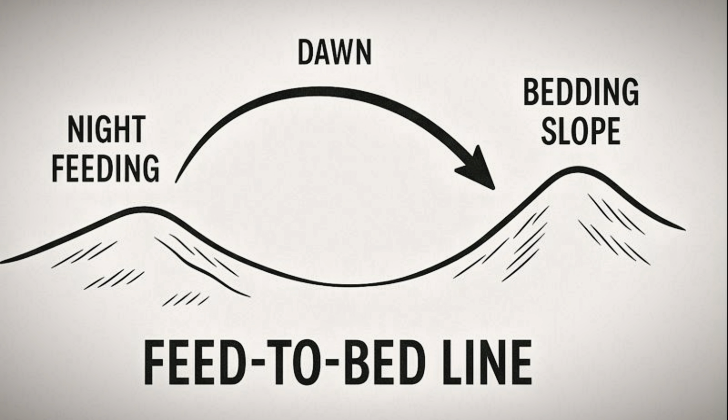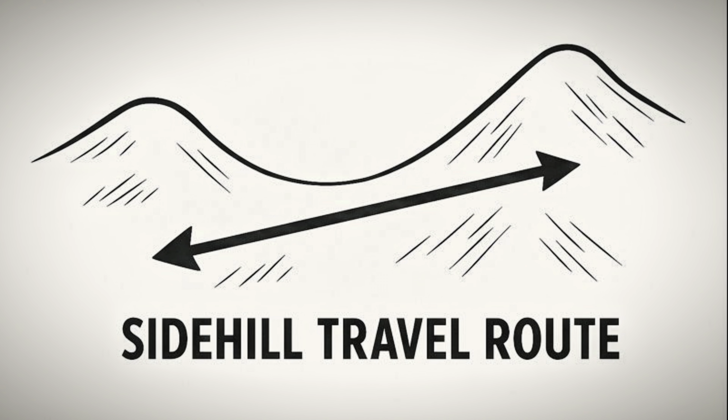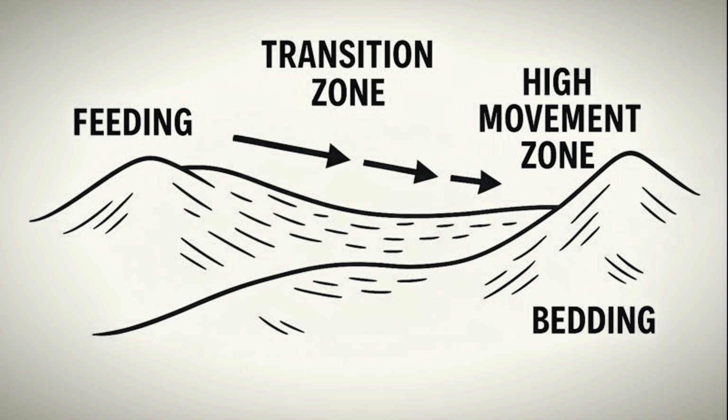Number 31 is a feed-to-bed line. It's a predictable morning route that animals use when leaving nighttime feeding areas. Hunters can intercept those transitions at first light. Number 32 is your bed-to-feed line. That's the evening route animals take towards feeding locations. Ideal ambush zones for both elk and mule deer. Number 33 is your side hill travel route. Preferred contour movement path that conserves energy. Great for identifying travel corridors on steep slopes. Number 34 is the transition zone. That's your border between timber and more open terrain with steady movement. It's a high value ambush and glassing area.